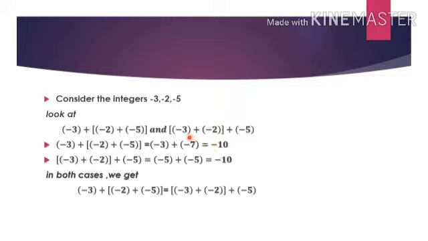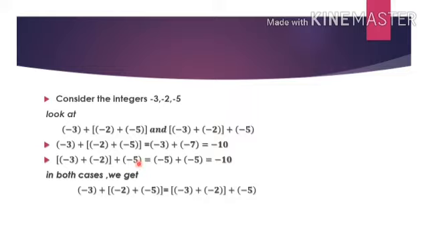In the second case, (minus 3 plus minus 2) plus minus 5. The priority is given to adding the first and second integer. Minus 3 plus minus 2. Both of them are negative integers. 3 plus 2 is 5, and with the negative sign, we get minus 5.